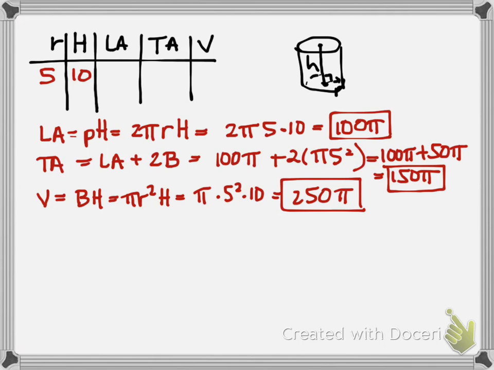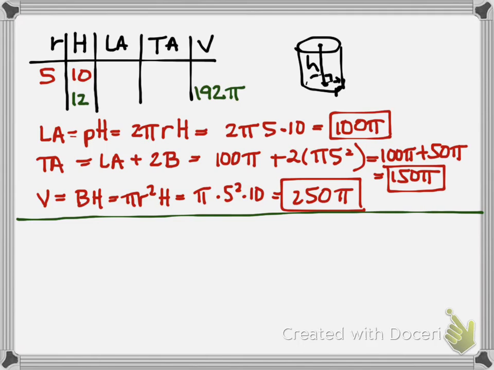And what if I said, okay, how about if I give you the height is 12 and the volume is 192 pi? Well, I can't start with lateral area, and I can't do total area because both require R. So what I'm going to do is start with volume. Area of the base, pi r squared, times the height. And then I plug in what I know. So I have 192 pi is equal to pi r squared 12. So I'm going to divide both sides by 12 pi.